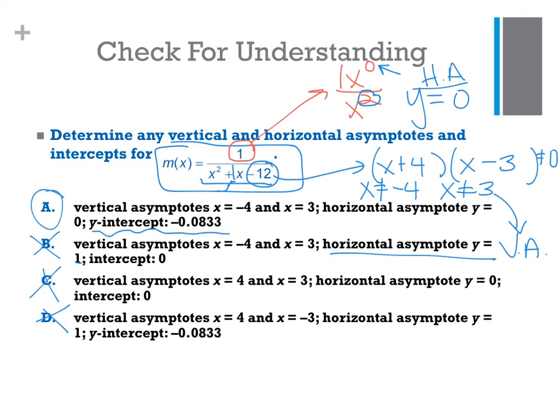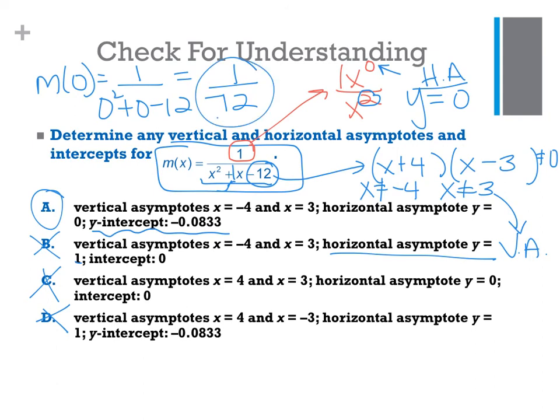However, I have not discussed the y-intercept. The y-intercept is calculated by plugging in 0 for x. So I'm going to find m of 0 equals 1 over 0 squared plus 0 minus 12, which gives me 1 over negative 12. Now, if I divide 1 over negative 12, that's going to give me this decimal right here, negative 0.0833. And you might be wondering why they don't say anything about an x-intercept.